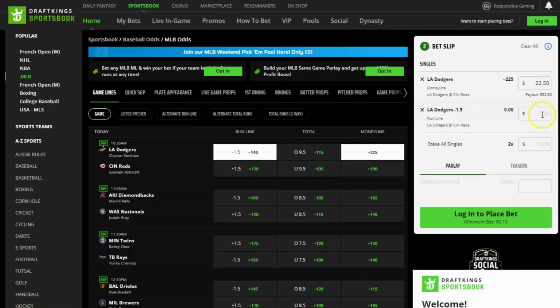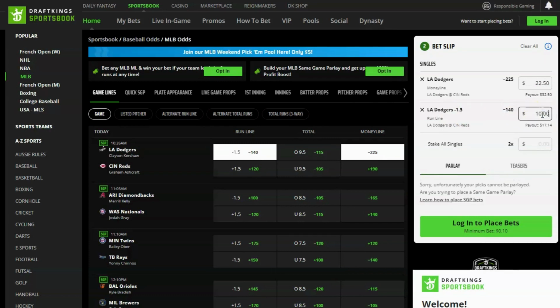So then you would bet $10 here, and you're creating a situation where if they win by two runs or more, you win both bets. If they win by 1 run, it's a push. If they don't win the game at all, you'd have lost your bet anyway. So there's different creative things you can do.